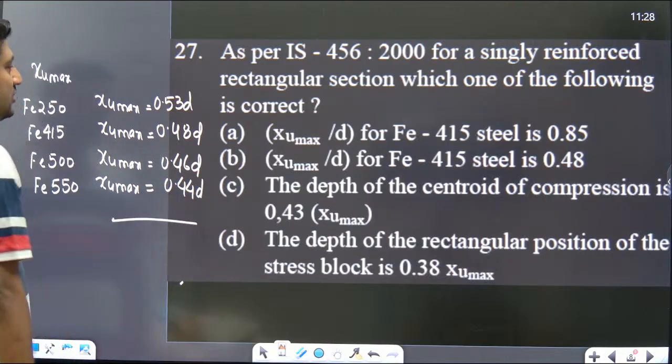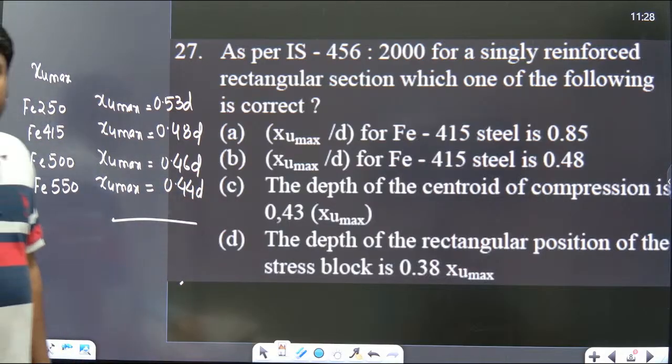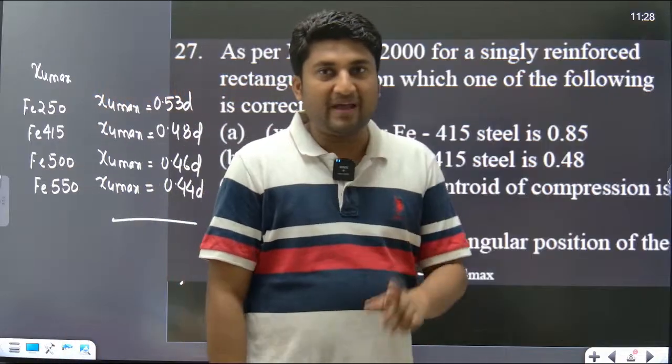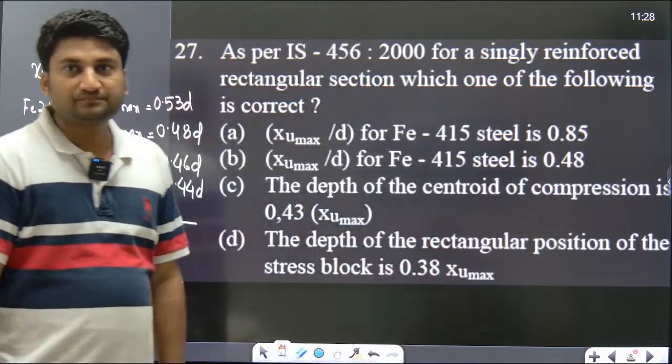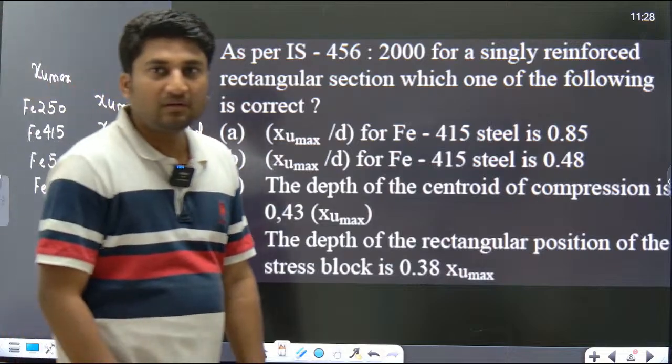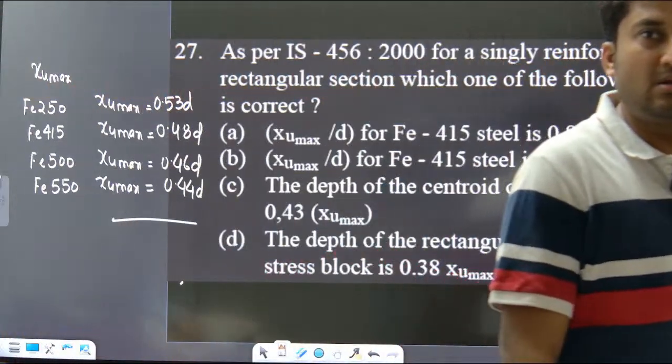So this is how you will find the neutral axis depth for a balanced section. This is for the balanced section. Understood everyone? Clear?